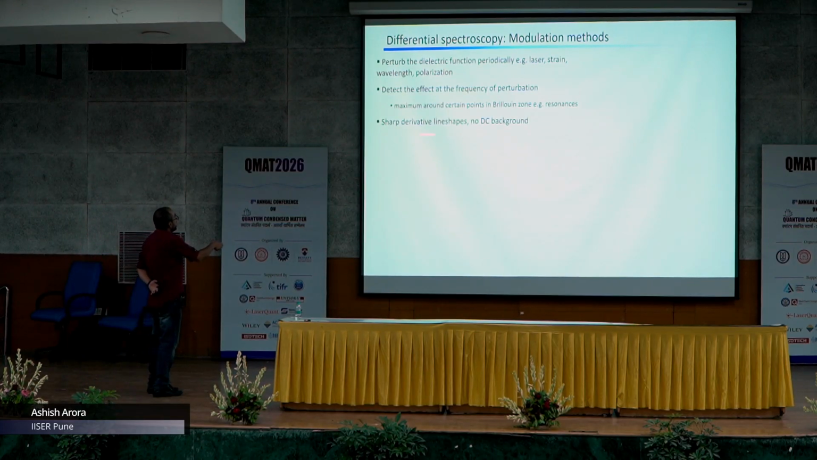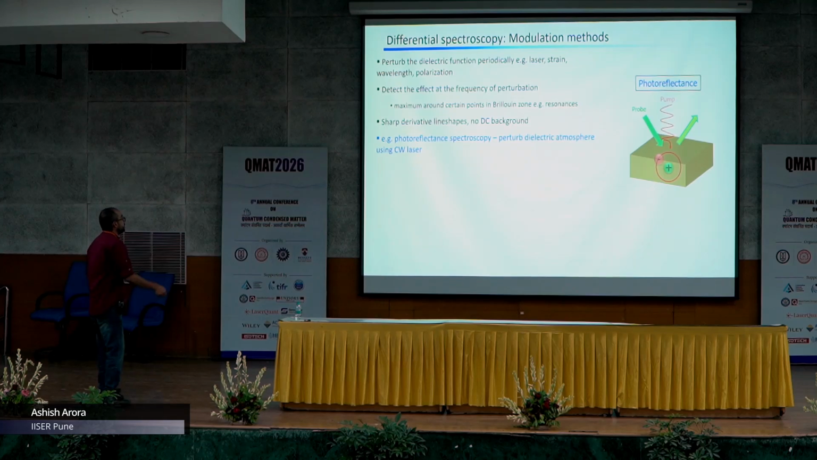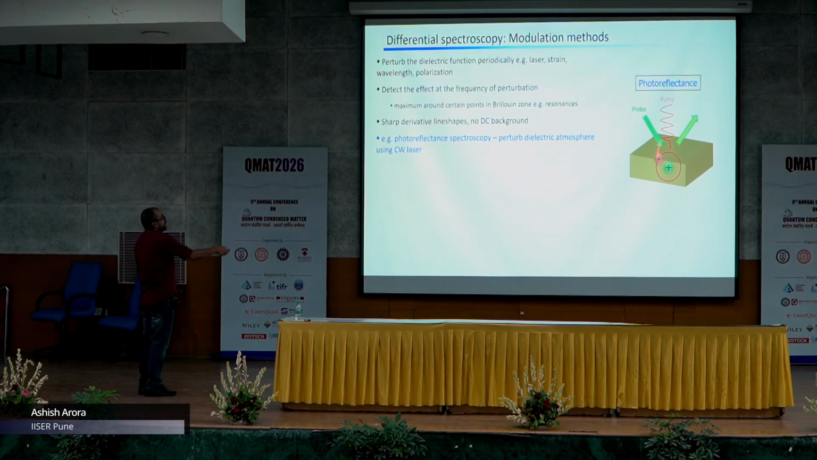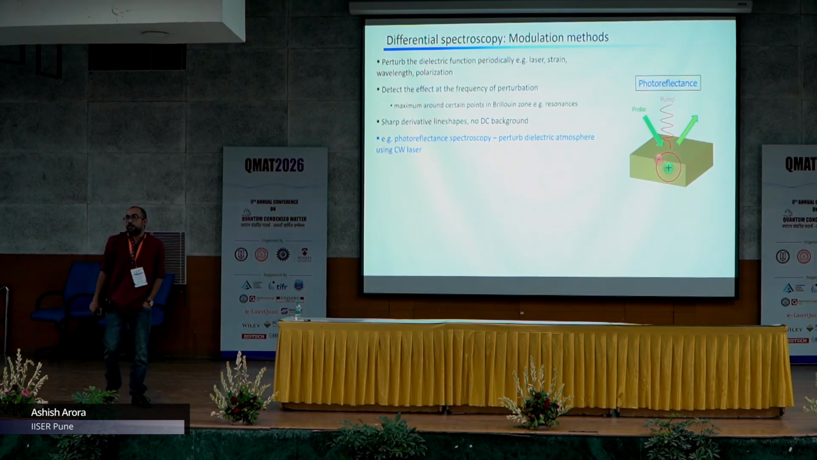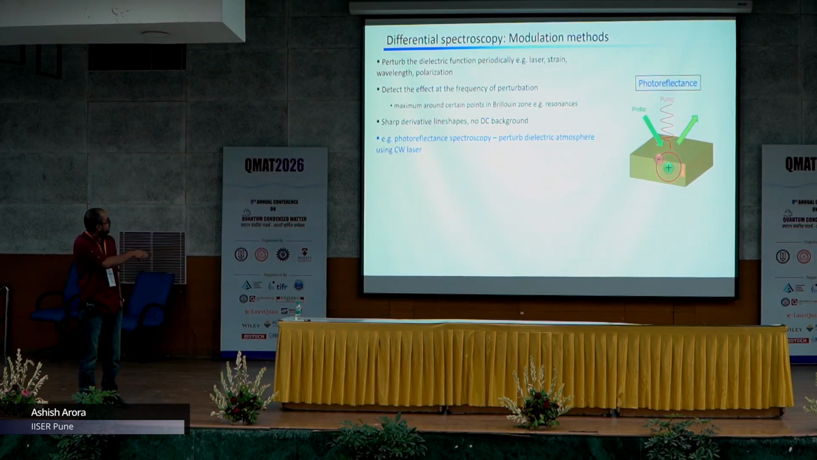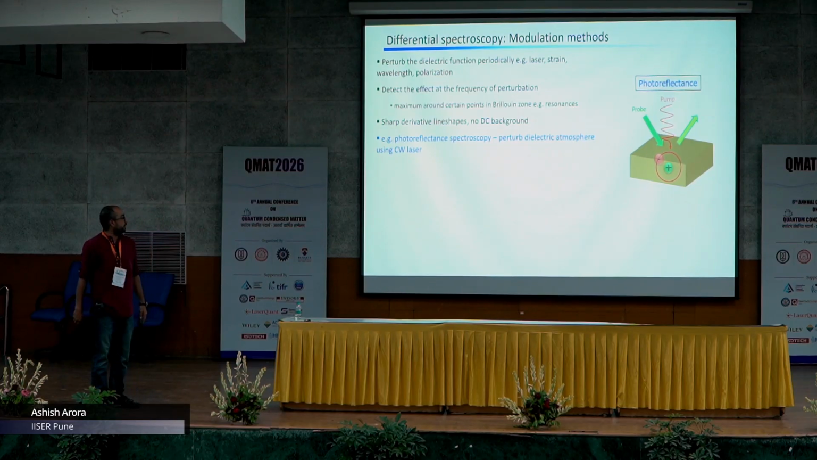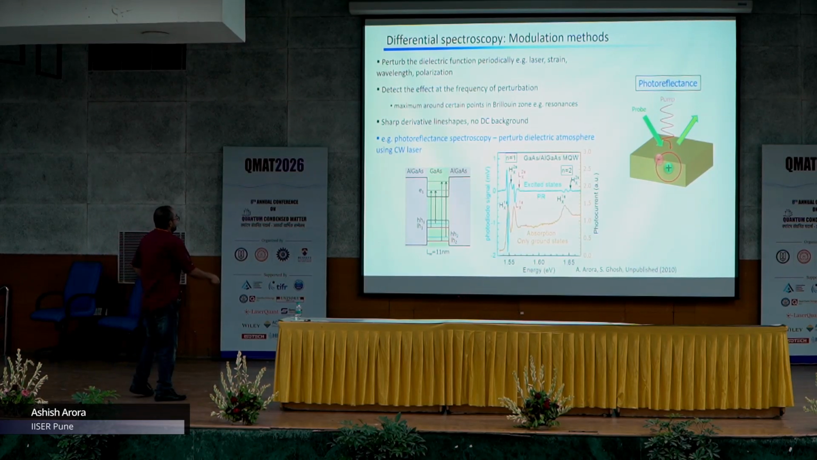There are sharp derivative-like line shapes because these are difference methods. There is no DC background, therefore signal to noise ratio is high. For example, if we pump a system periodically with a laser, say a CW laser, and probe the system using broadband light, then we can measure the reflectance spectrum of the system in the presence of the pump and in the absence of the pump and take a difference. So essentially we are measuring the difference live, and it is very sensitive.